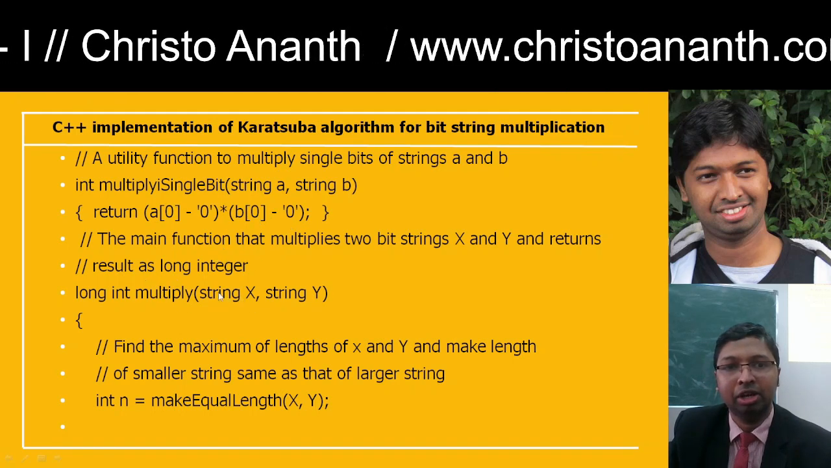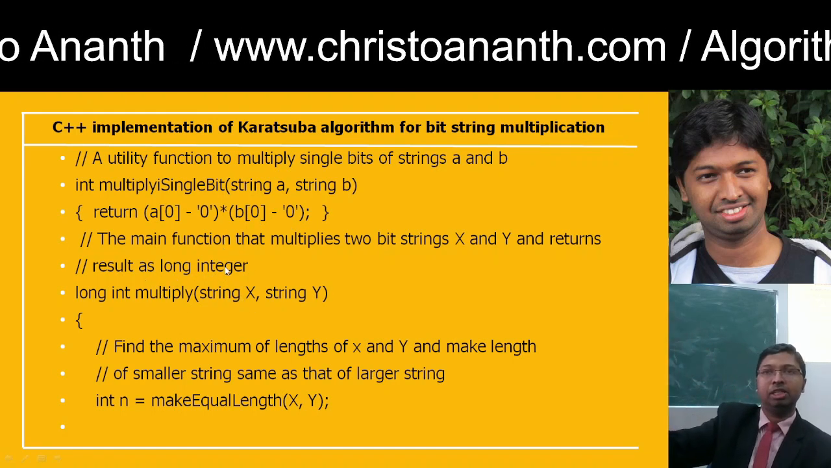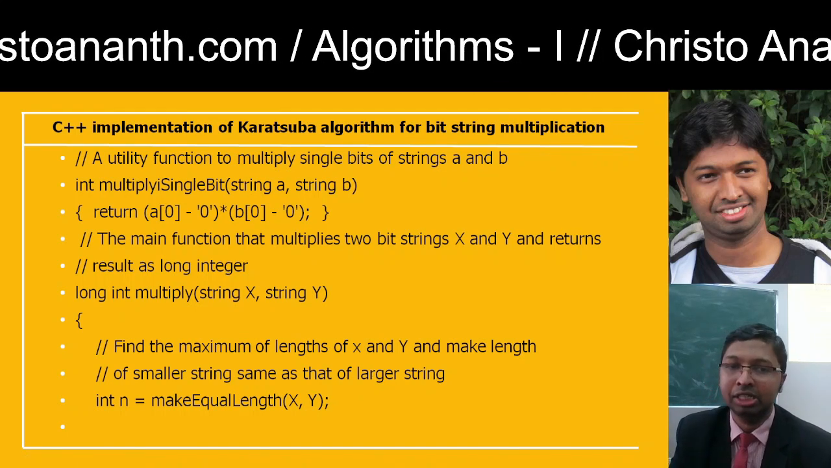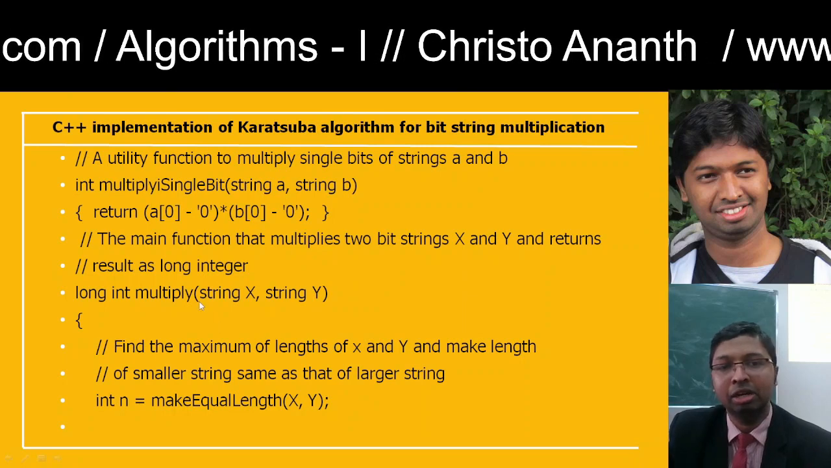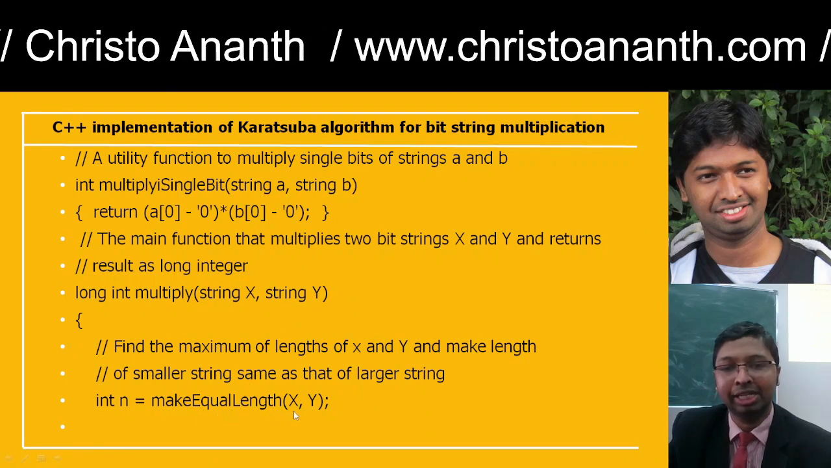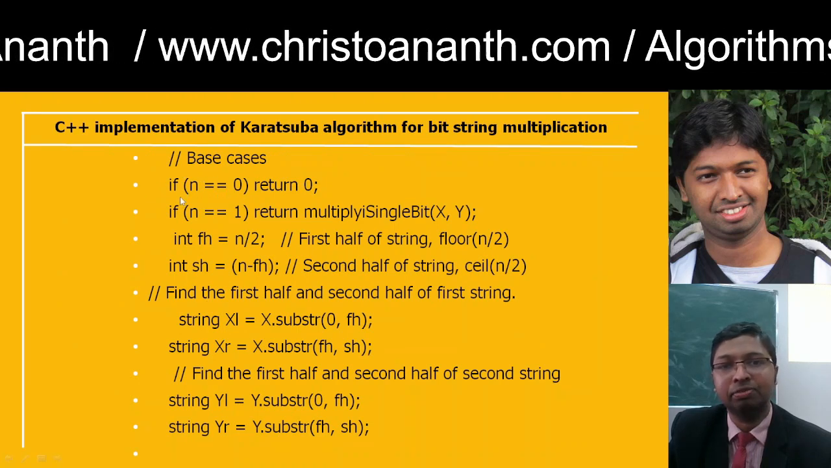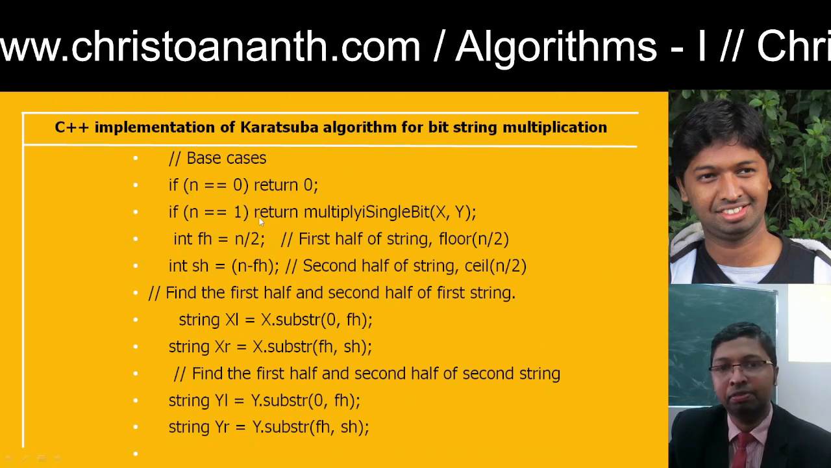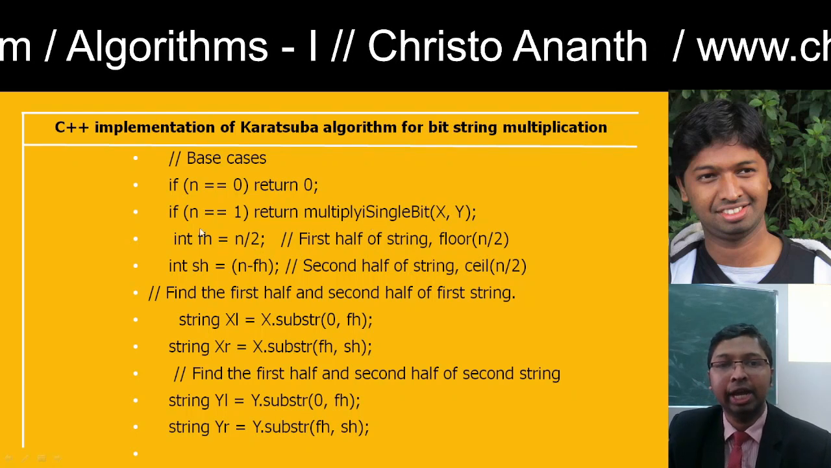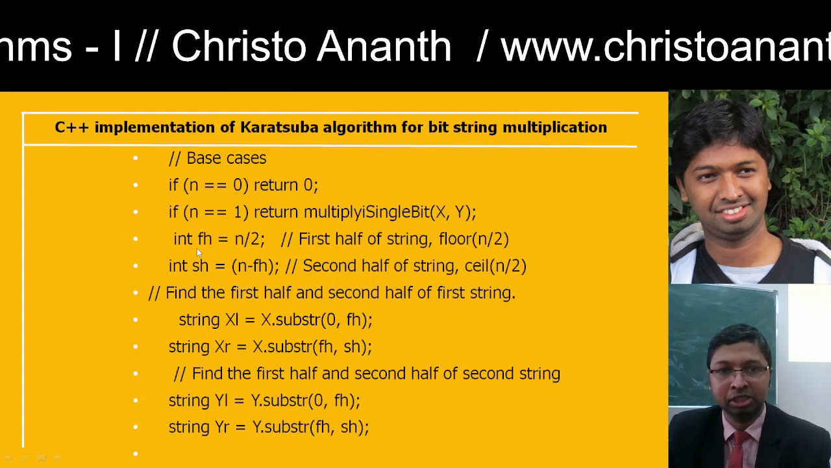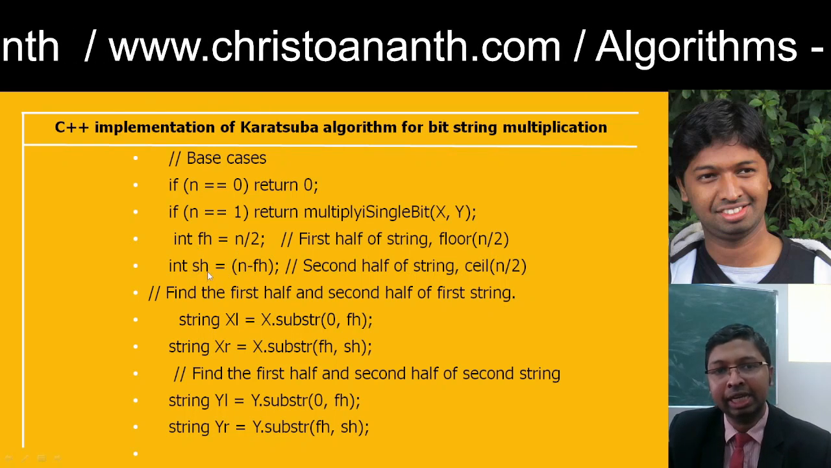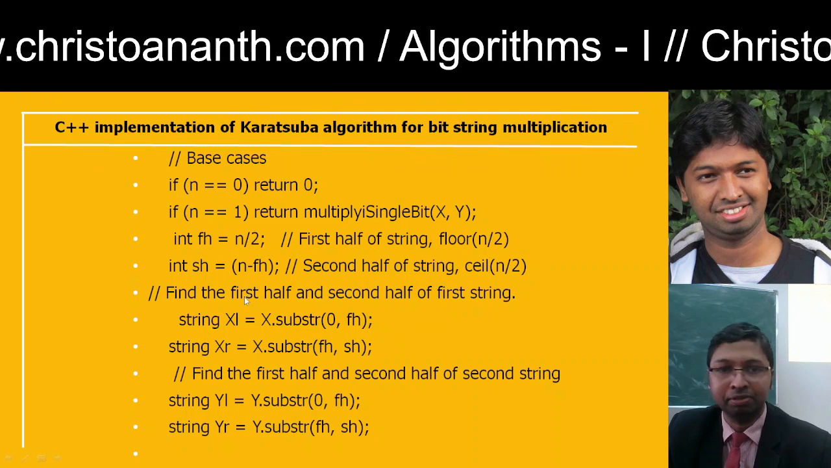Okay, then you have the main function which is going to multiply the two strings x and y, and here you are going to return the long integer as a result. Okay, so long int multiply(string x, string y). So int n is equal to makeEqualLength(x, y). So base cases: if n is equal to 0, return 0. If n is equal to 1, return multiplySingleBit of x, y. And here you will have the first half of the string. So int fh is equal to n/2. Okay, and then the second half of the string, it is nothing but n minus fh.